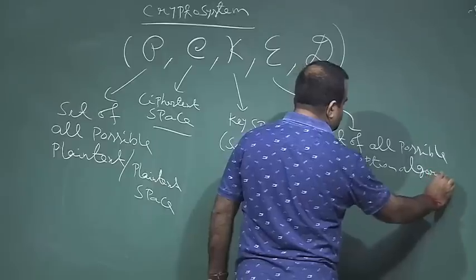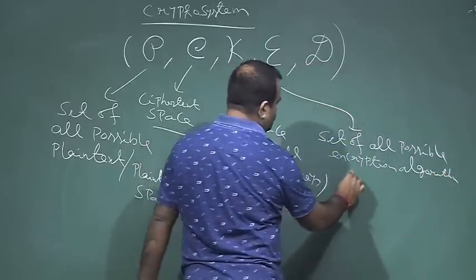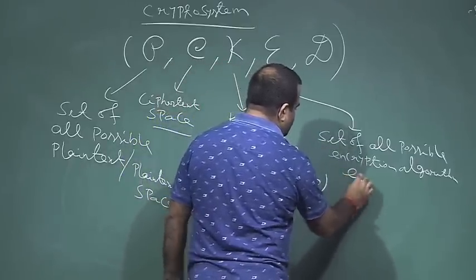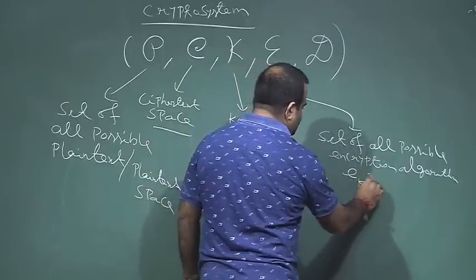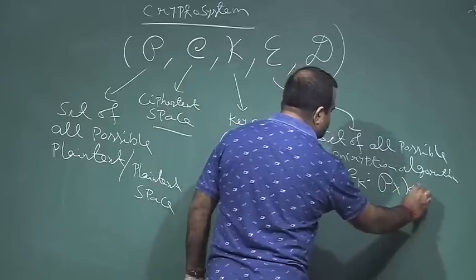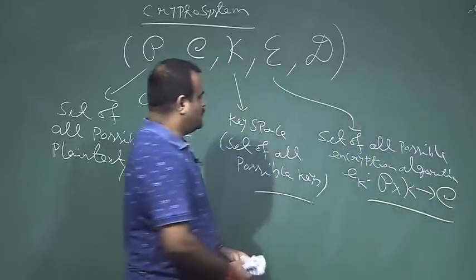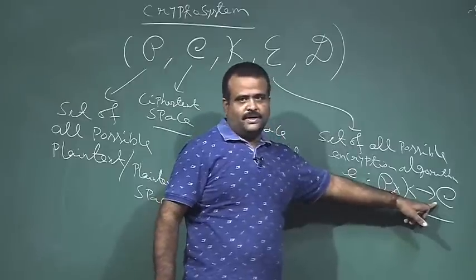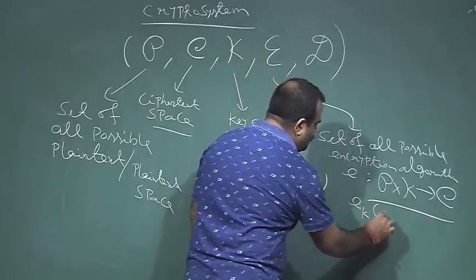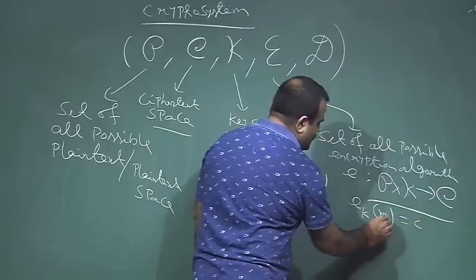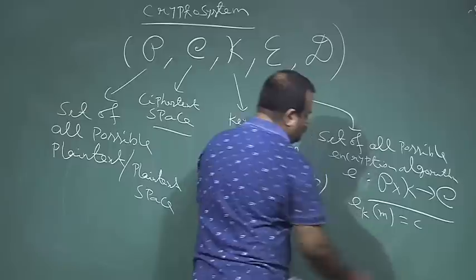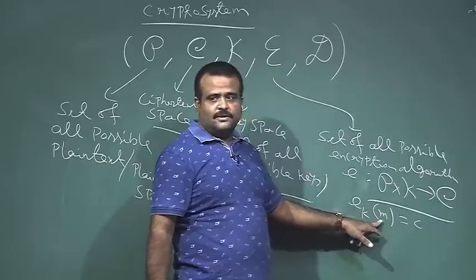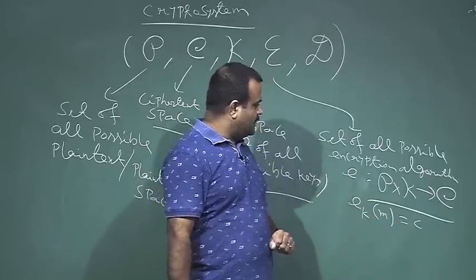Encryption function or algorithm is basically a function. If we denote it by E_k, it maps from the plaintext space and key space to the ciphertext space. It takes a key and a plaintext and gives us the ciphertext. So E_k(m) is basically C. So, this is the plaintext, this is the key and this is the ciphertext. We choose a key, then our encryption algorithm is fixed, and then we take a plaintext, encrypt it and get the ciphertext.